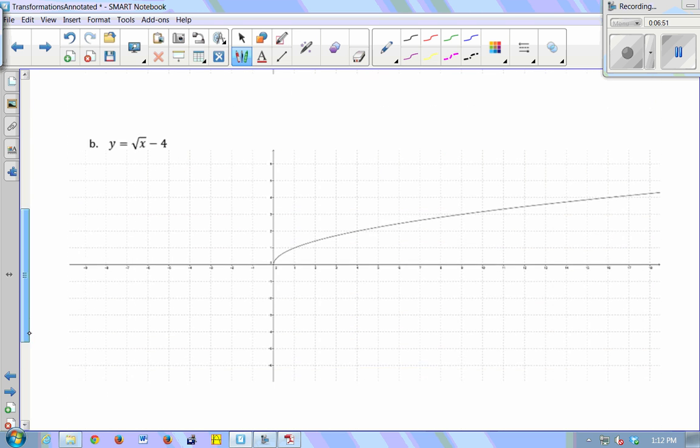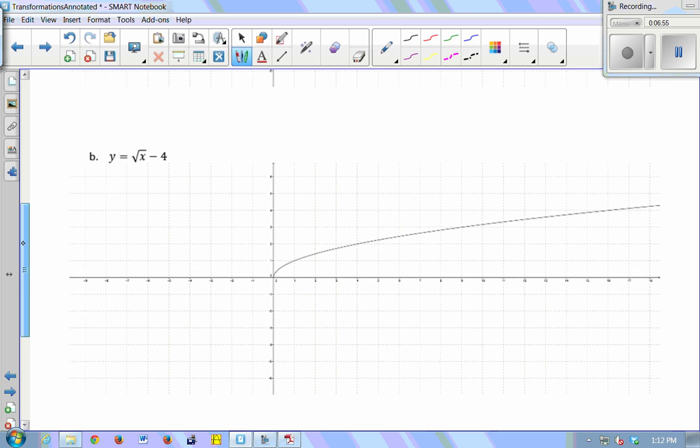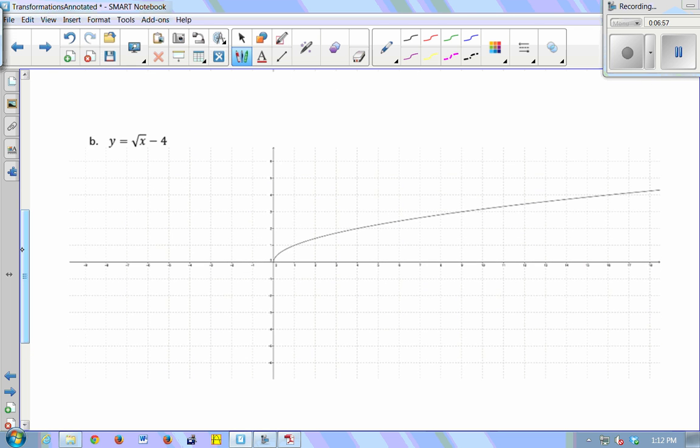All right, let's take a look at the next one. This time I'm graphing the square root of x minus 4. So is this one an inside change or an outside change? Outside, yes, it's outside of the square root. So that's an outside change, which means I'm going to have something vertical happen, right? It's minus, which means it's going to be some kind of a shift. Adding and subtracting are shifts.